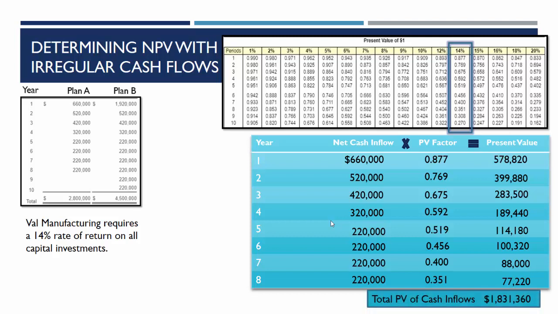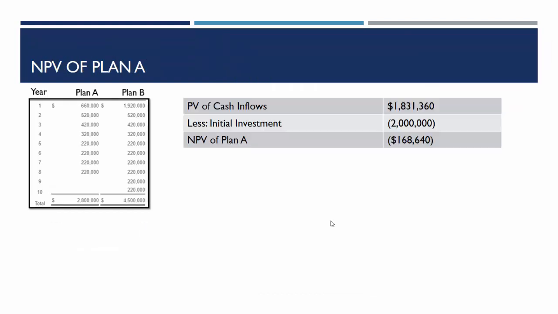In total, the present value of cash inflows for Plan A is going to be $1,831,360. So if that is our present value of inflows, we subtract from it our initial investment, we get the net present value of Plan A.